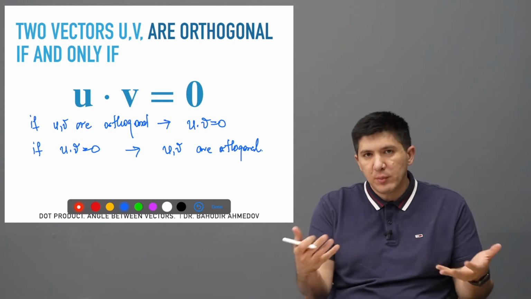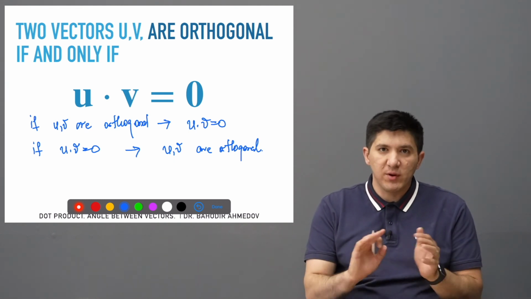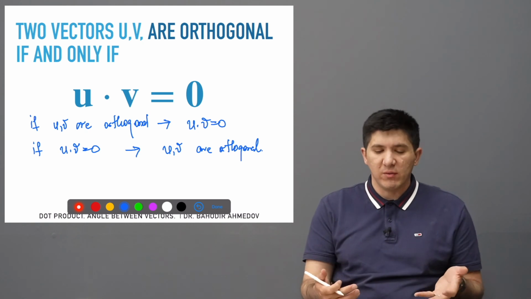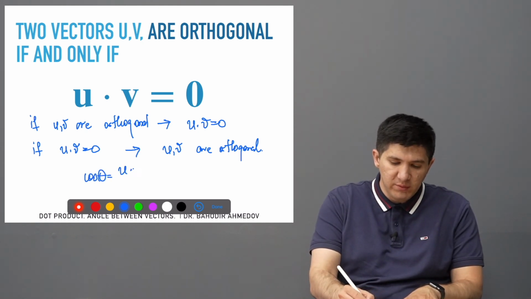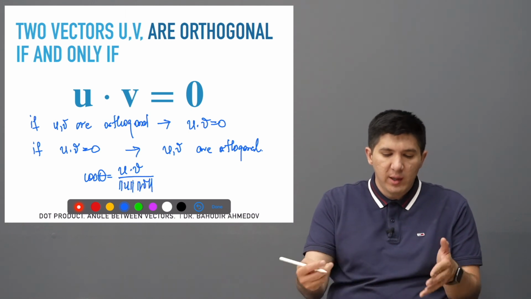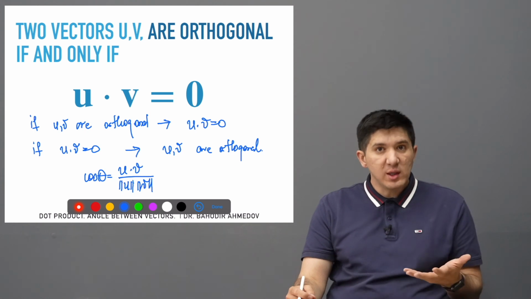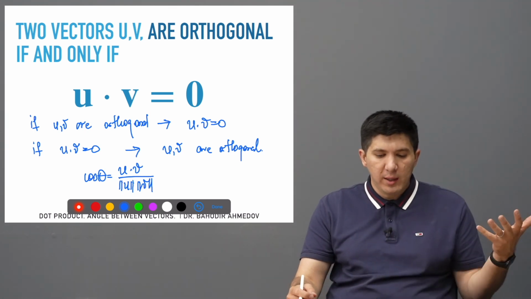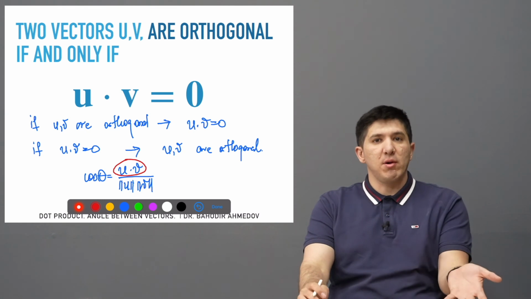Well, I mean, the proof of the statement is really easy, really intuitive, because if you remember, the cosine of theta is equal to u dot v divided by the norm of u times the norm of v, and the cosine of theta is equal to 0 when theta is equal to pi over 2, and also when u dot v is equal to 0.